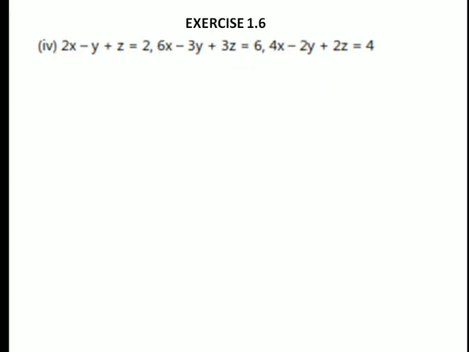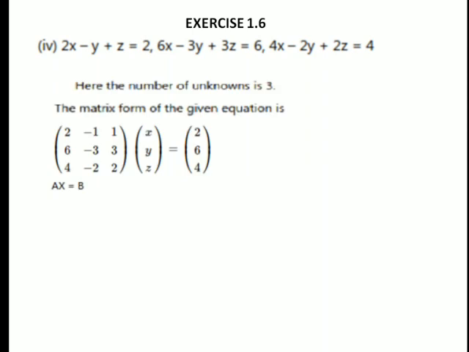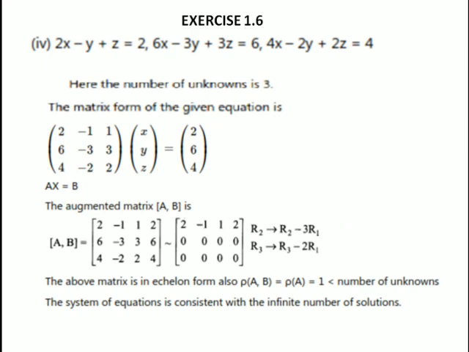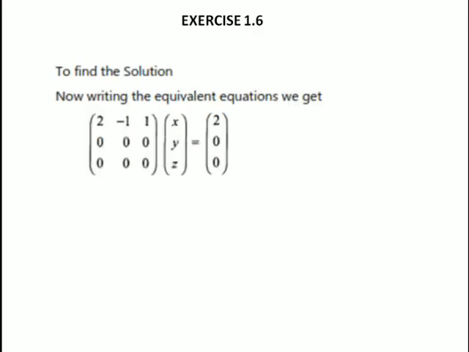Fourth question. You take it and write it in the matrix form Ax equal to B. Then the augmented matrix: row 2 changes to row 2 minus 3 row 1, row 3 minus 2 row 1. Then the above matrix is in echelon form. Also rank of A comma B equal to rank of A equal to 1, less than the number of unknowns. The system of equations is consistent with an infinite number of solutions.